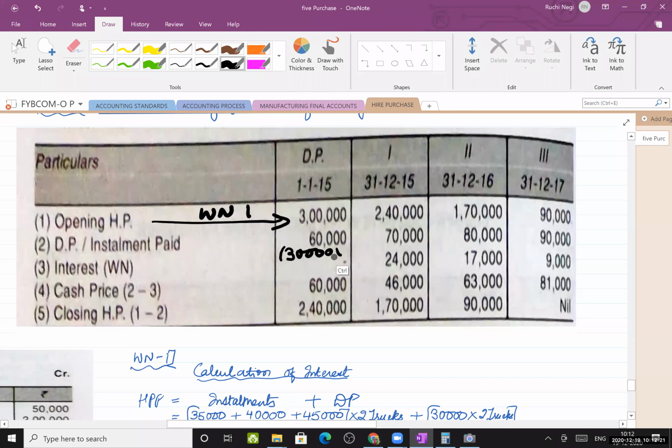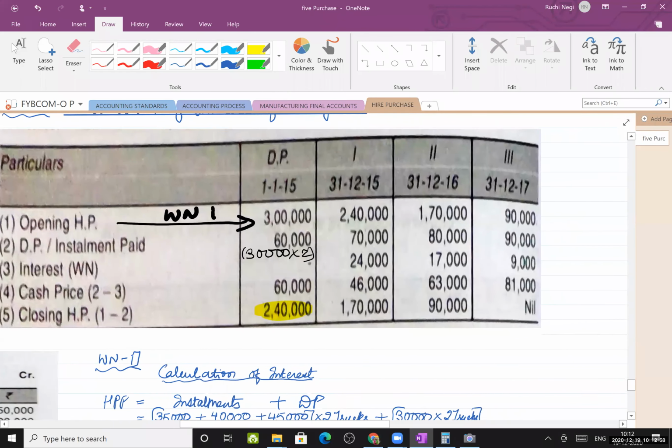So you will come to know. 30,000 into 2. Okay, 60. Interest will not be calculated on the first day. Cash price is 3 lakhs, so my closing price will be 30 minus 60. Step number 1 minus 2. So my answer is 2,40,000. Okay, this 2,40,000 will obviously become opening.